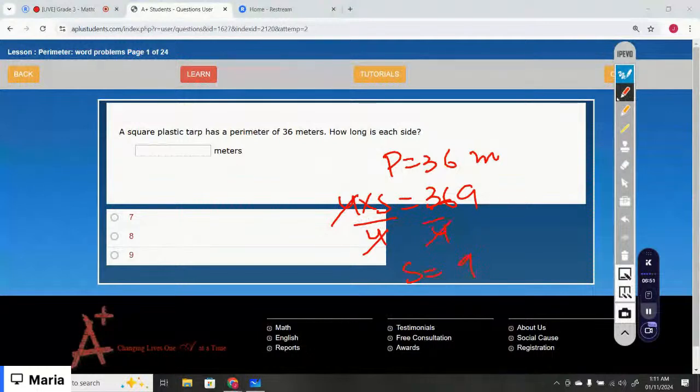That means the length of each side is 9 meters long. The length is 9 meters, right? Okay, let's move on to the next one.